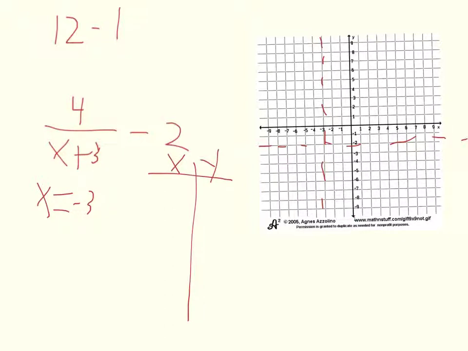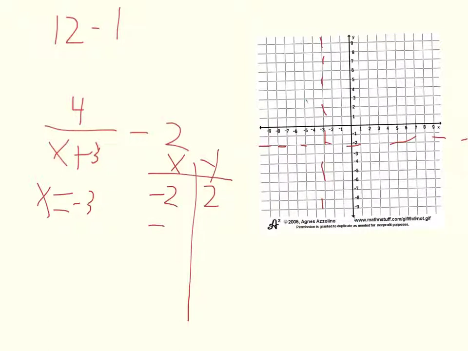So we look at the numbers that are right by negative 3, like negative 4, negative 5, negative 6, negative 2, negative 1, and 0. We look at the 3 away from the asymptote. So I'm going to start out with negative 2. We would just plug it into the equation. Negative 2 plus 3 is 1. 4 over 1 is 4, minus 2 is 2.